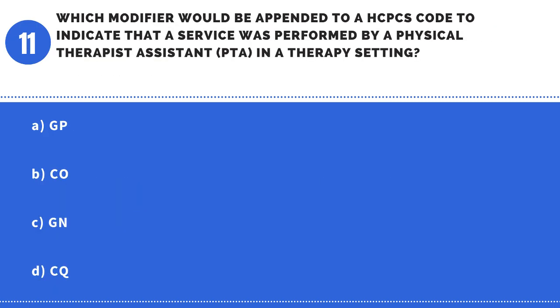Question 11. Which modifier would be appended to a HCPCS code to indicate that a service was performed by a physical therapist assistant, PTA, in a therapy setting? A. GP. B. CO. C. GN. D. CQ.